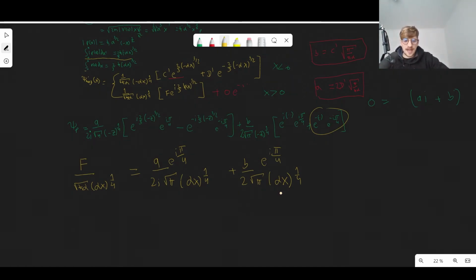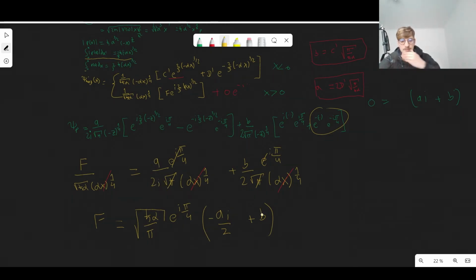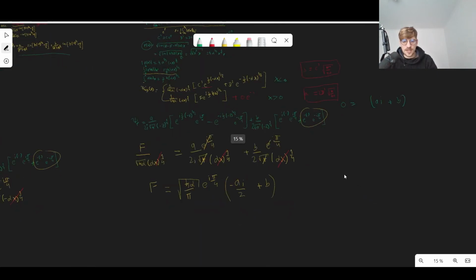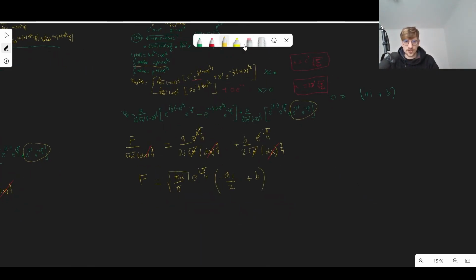Okay, now let's write down f. We can simplify by getting rid of this, and we can factor out a few things. So f will be the square root of h bar alpha divided by pi, and then we have e to the i pi over 4. And all of this, we already used this, and this. And then we have a divided by 2i, so minus a i divided by 2 plus b. I simply rewrote this i in the numerator, as we have done many times already. And there we go. So let's now put it with the rest of our newly found expressions. And now we can combine some of these.